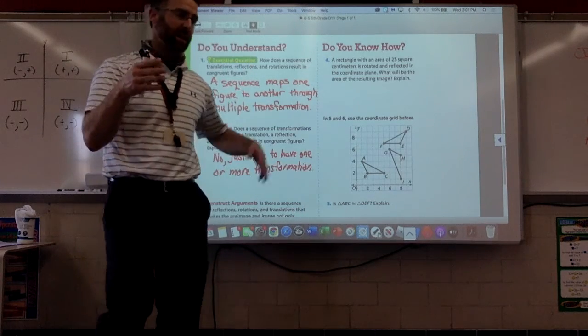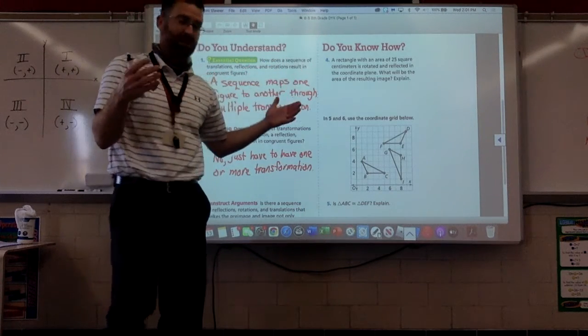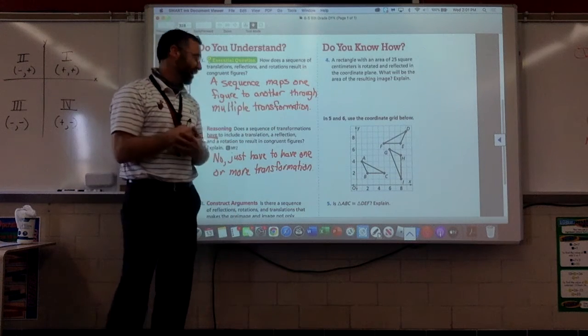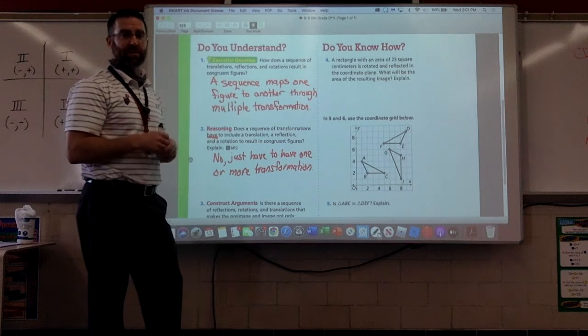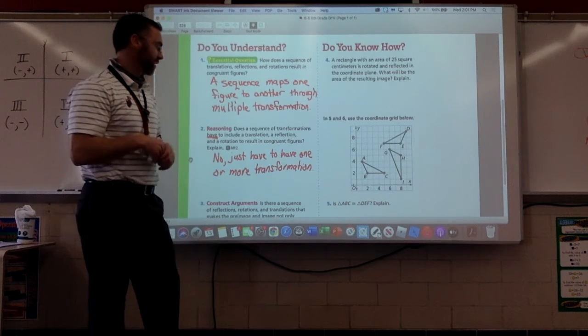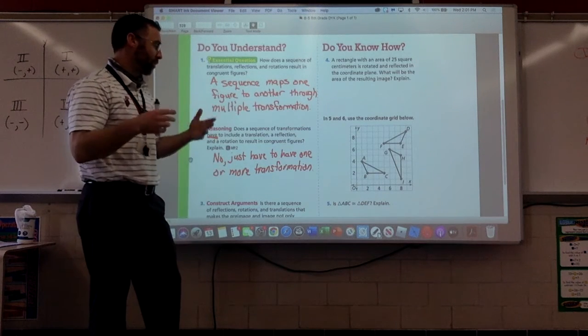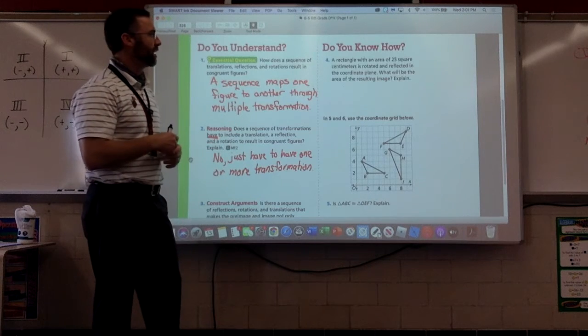We could translate an object from one spot to another spot and just prove congruence through that. Sometimes it takes more. Could take 2, could take 3, could take 12. Who knows? But it has to have one or more. Doesn't have to have all 3.